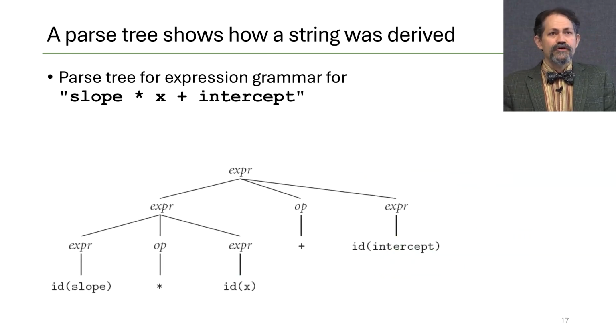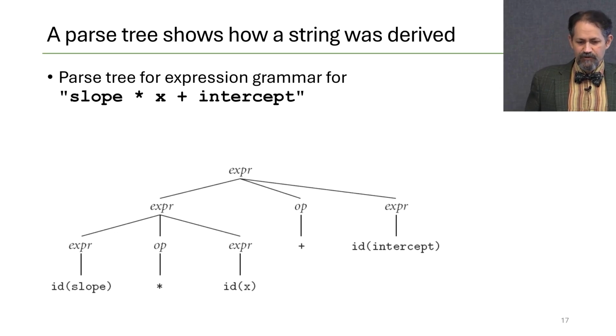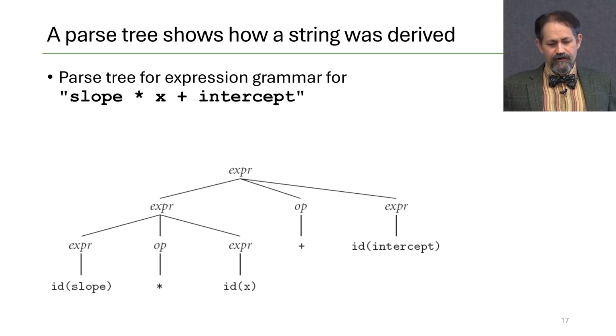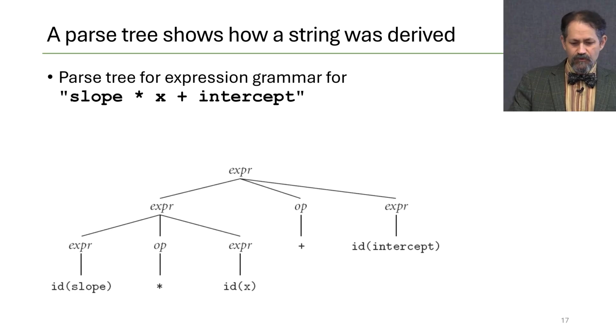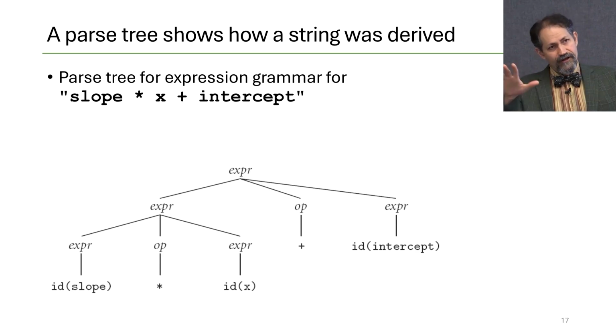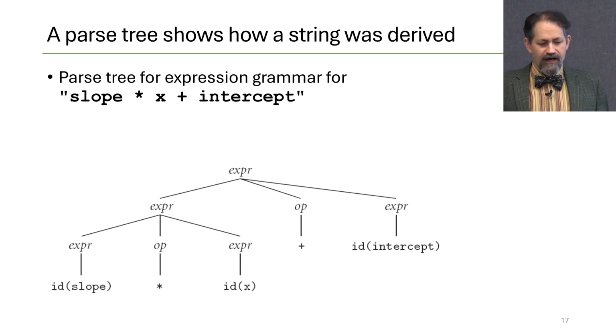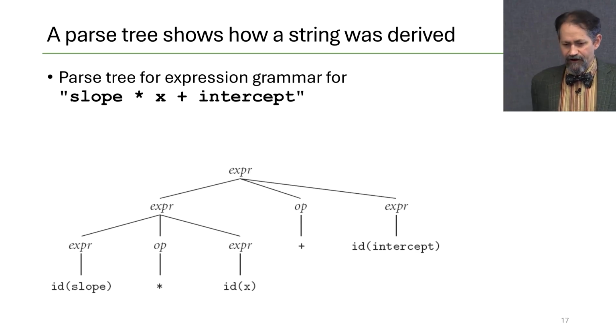So we can use a parse tree to show how a string was derived. Here is a parse tree for slope times x plus intercept, right? We took an expression, we turned it into expr op expr. We took the expression at the end and made it into an ID, intercept in this case. We took the op, made it into a plus. We took the left expression and made it into another expr op expr. And then those became ID, the slope, times, and then another identifier for x.